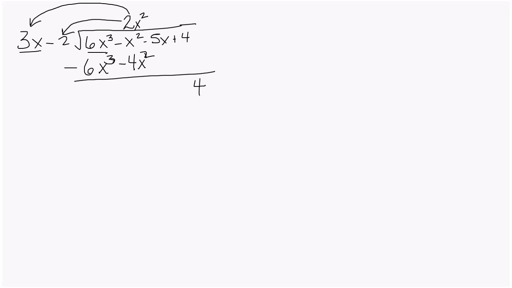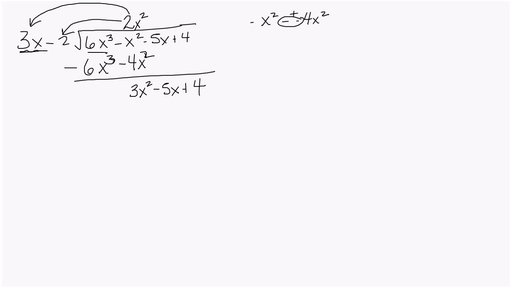I'll bring down the negative 5x and the 4. And negative x squared minus negative 4x squared, oh, and I'm subtracting, so negative x squared subtract negative 4x squared is like adding 4x squared, so that's going to be 3x squared. So just to show that, the two negatives cancel out to make a positive, so negative x squared plus 4x squared is going to give me 3x squared, and of course 6x cubed minus 6x cubed is 0.